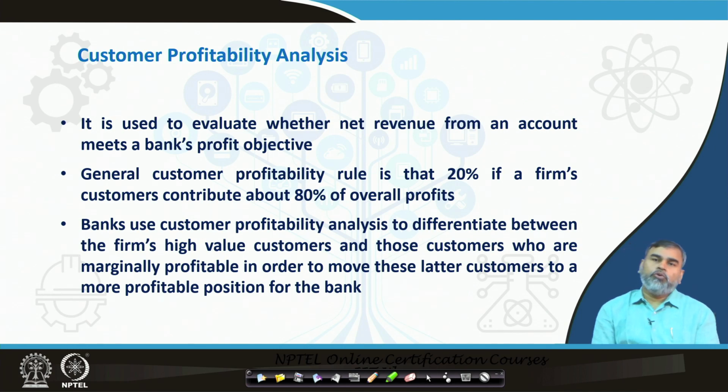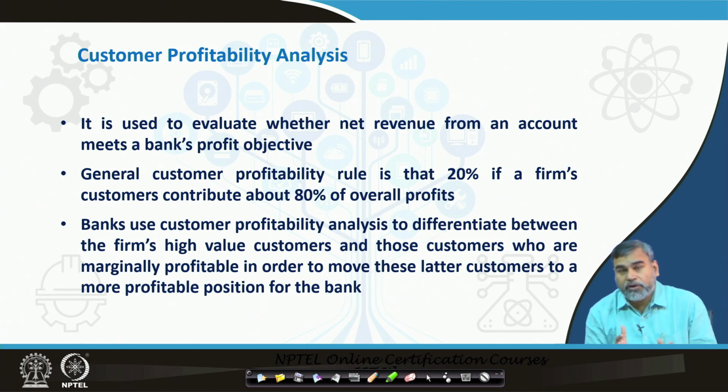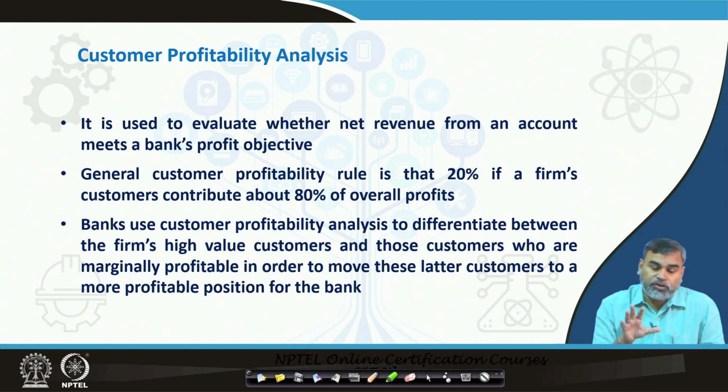So, generally the customer profitability rule is that 20% of the firm's customers should contribute 80% of the overall profit. Whatever customers the commercial banks have, if you observe, the 20% of customers are really helping the banks generate the revenue; they are the major stakeholders. And there is another group which is not contributing as much; they are contributing, but the other 80% of the customers are contributing another 20%. That is generally the rule.